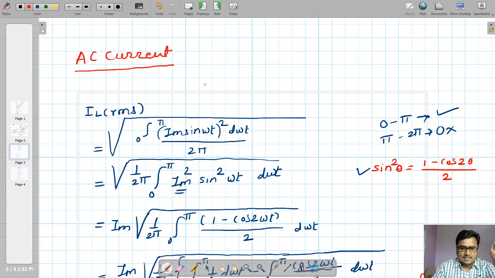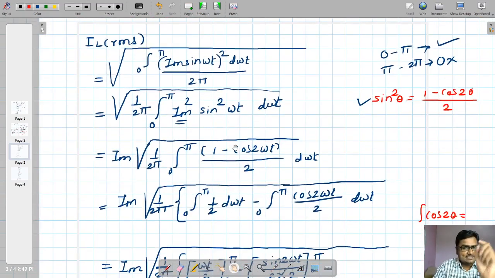I told you there that we are writing everything in detail because I will use this in the case of the full wave rectifier. So the notation for AC current that I have used is IL RMS. AC current or AC quantity is always represented in the form of RMS value. So I am writing IL RMS. Now, as it is an RMS value, it means take an average value, square of it, and put everything under square root. That's the logic we follow generally.